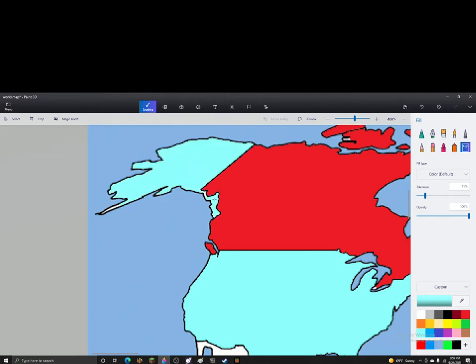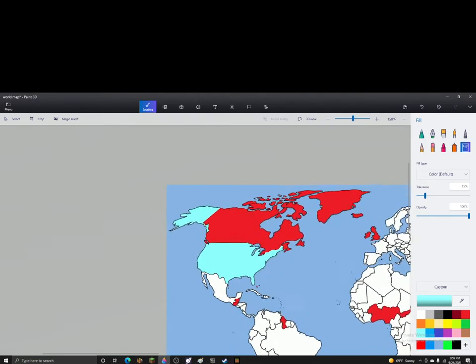I think actually aqua is a nice color in paint.